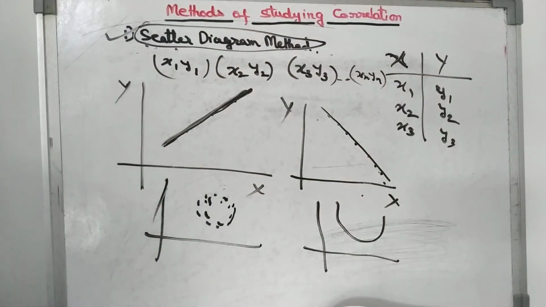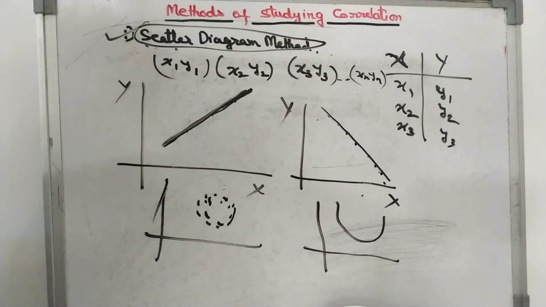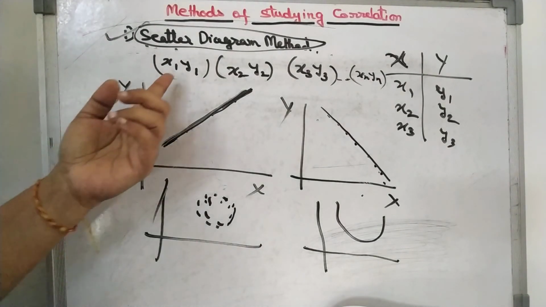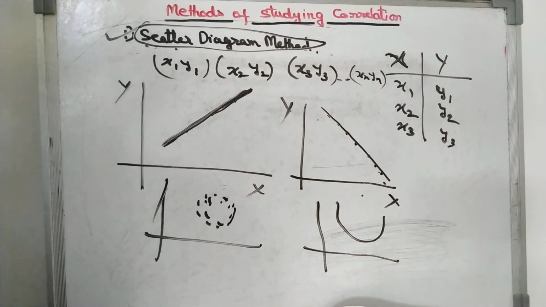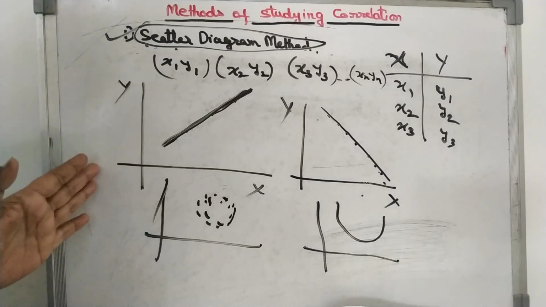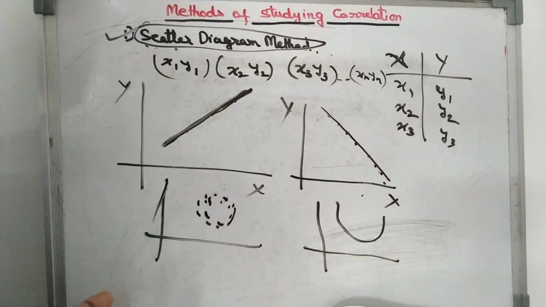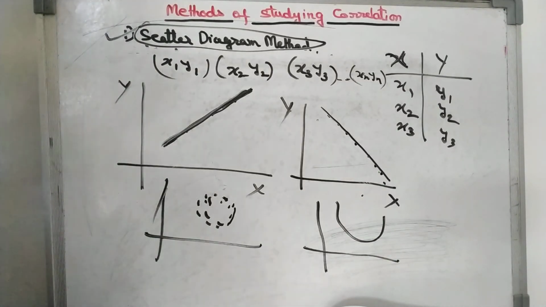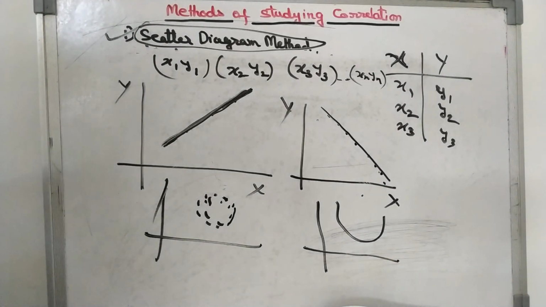So one of the methods of studying correlation is the scatter diagram method. It is very easy to understand. You just need to plot the different combinations of the two variables x and y, and it shows some shape. Accordingly you know the relationship between the two variables x and y.